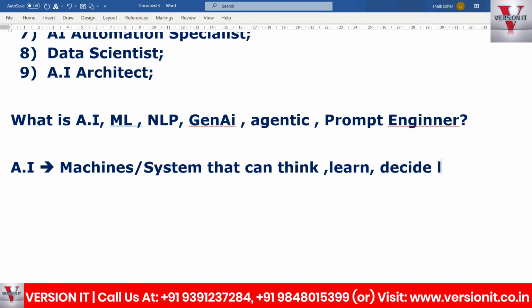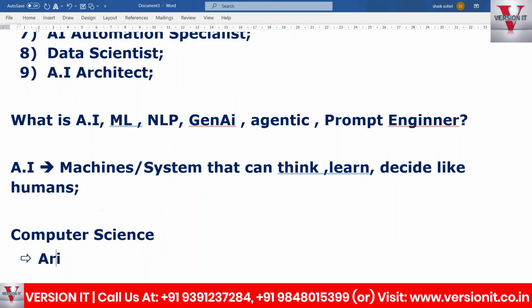So AI is nothing but replacing the humans. Whatever human activities are being done, everything will be done by AI. Now what we are doing is training machines or systems that can think, learn, and decide like humans. Now coming to AI, in AI we have lots of branches, my dear aspirant. If you come to computer science, in this computer science we have a very large, vast branch, and the first one is artificial intelligence.